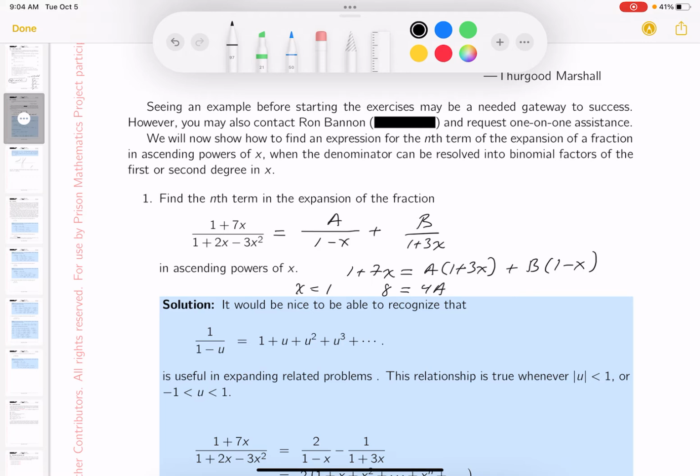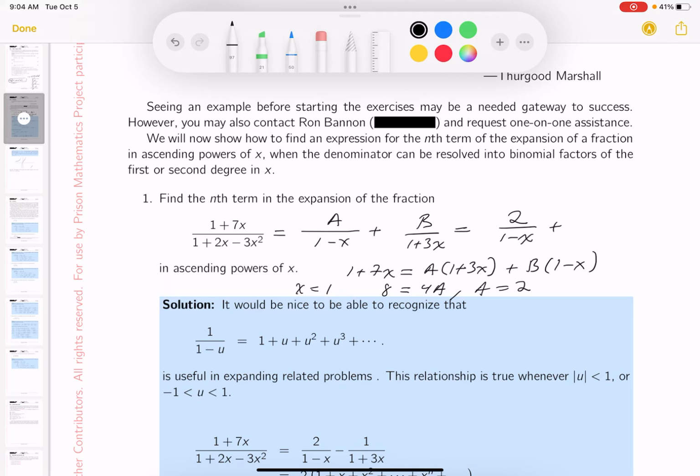You may wonder why I chose 1: because the b would disappear, since 1 minus 1 is 0, and 0 times b is nothing. So this says a is 2, all right? I'm going to write that down for you. This would be 2 over 1 minus x. Let's see if we can figure out the b. It shouldn't be that bad.